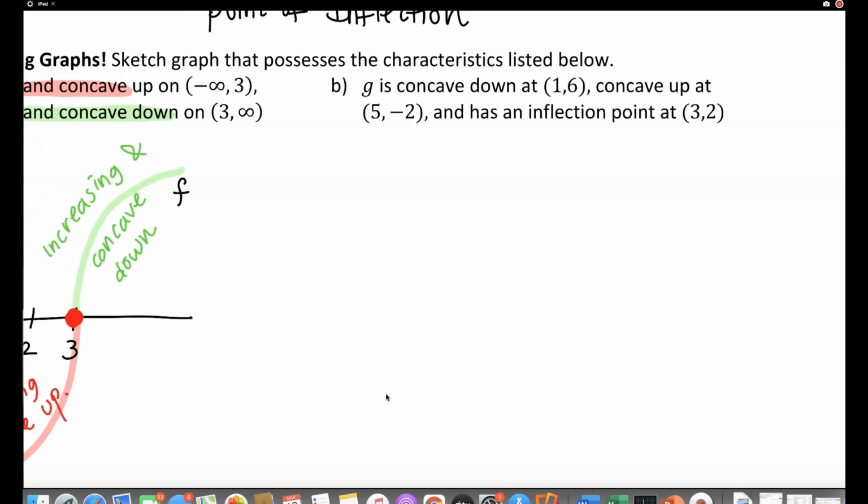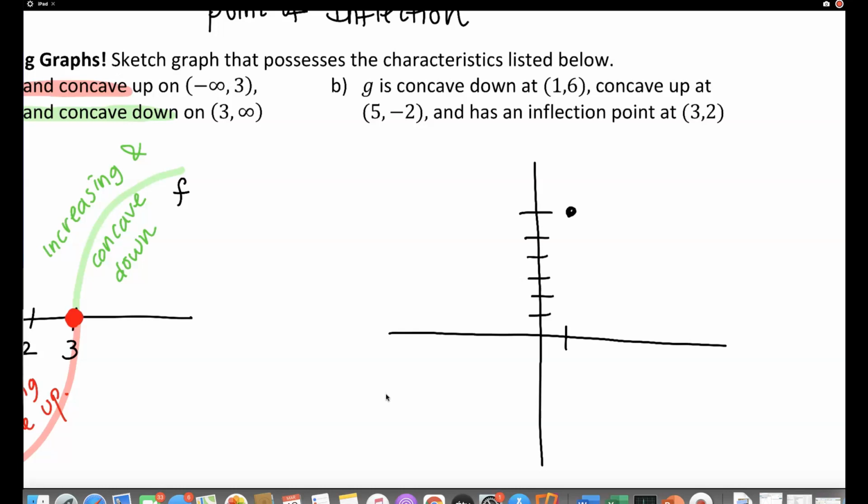So what do you mean concave down at (1, 6)? They're not giving us an interval. We're not talking about from x equals 1 to x equals 6. When they say at (1, 6), this is at a point. So I will go ahead and plot that point. 1 to the right, 1, 2, 3, 4, 5, 6. So concave down at (1, 6). So I'm going to have a frowny face at (1, 6).